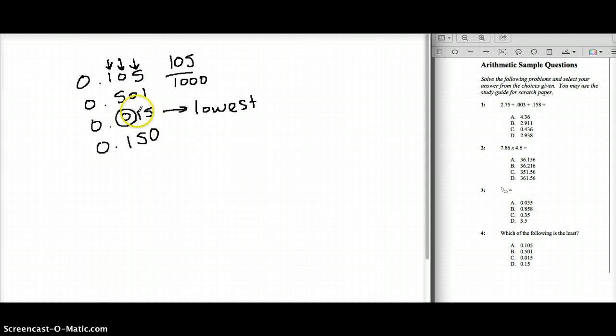This one is only 15 over 1,000. That's considerably less than 105 and considerably less than 501 and also considerably less than 150. So the answer to this question is 0.015. That's the lowest of these numbers. And that is letter C on this test.